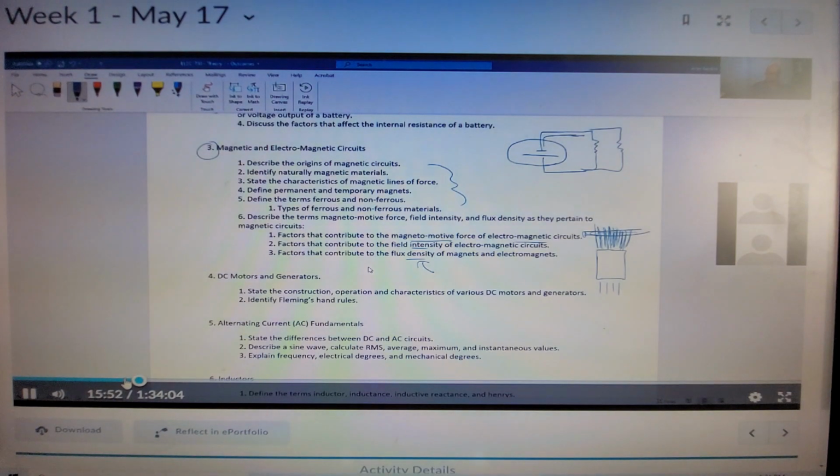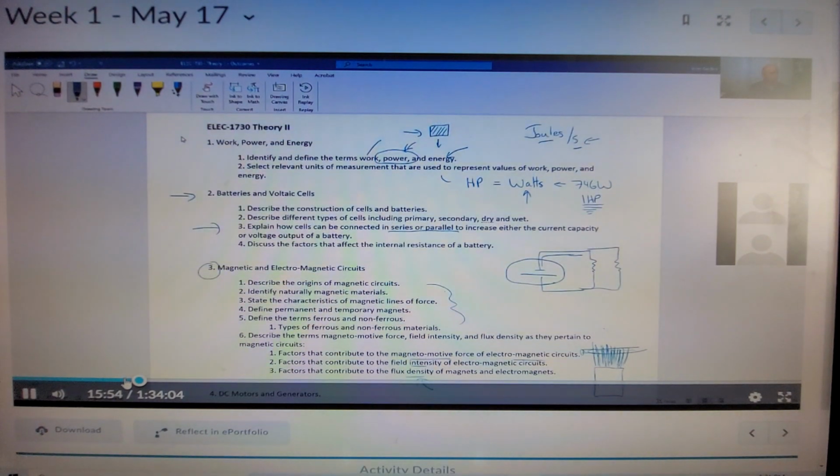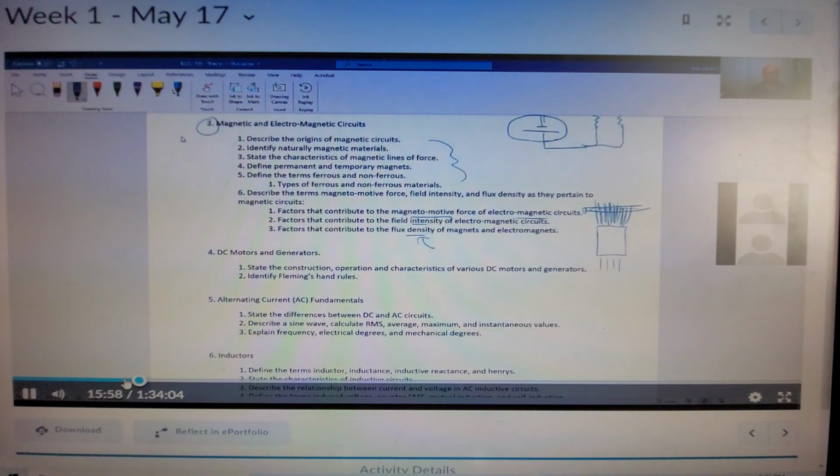Okay, so slightly out of order here, we're just going to do batteries first, and then workhorse, and then magnetic circuits. Okay, that'll lead us into our DC motors and generators. Again, we talk about rotating machines, right? All we're doing is we have these magnets, okay, and we take a conductor and we rotate it, okay, to cut these lines of flux. And what I do is I end up inducing a voltage.